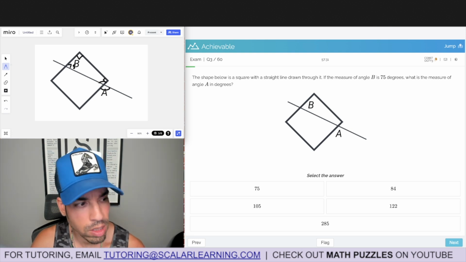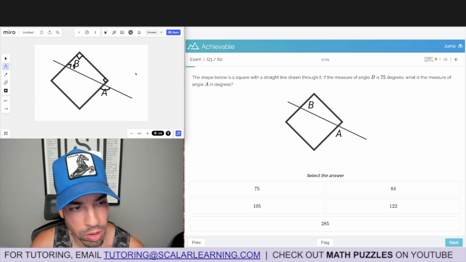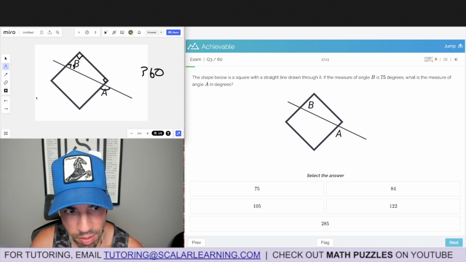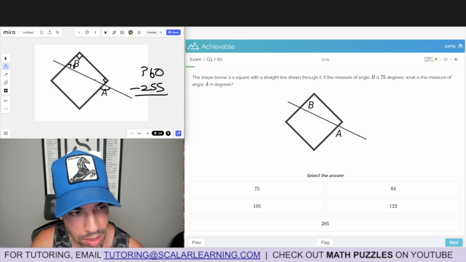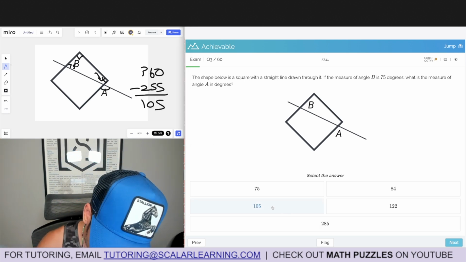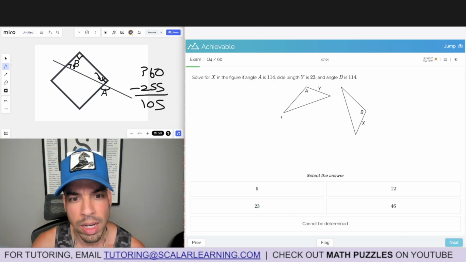Okay, so this is a quadrilateral. Quadrilateral, all the angles add up to 360, which means that's 90, 90, that's 180, and that's 75. So 180 plus 75 is 255. So the difference of that will give us this angle A in here, which is vertical with this, which means it's the same. 360 minus 255 is 105. So 105 is the winning answer. Boom, done. All right, next, solve for x in the figure.